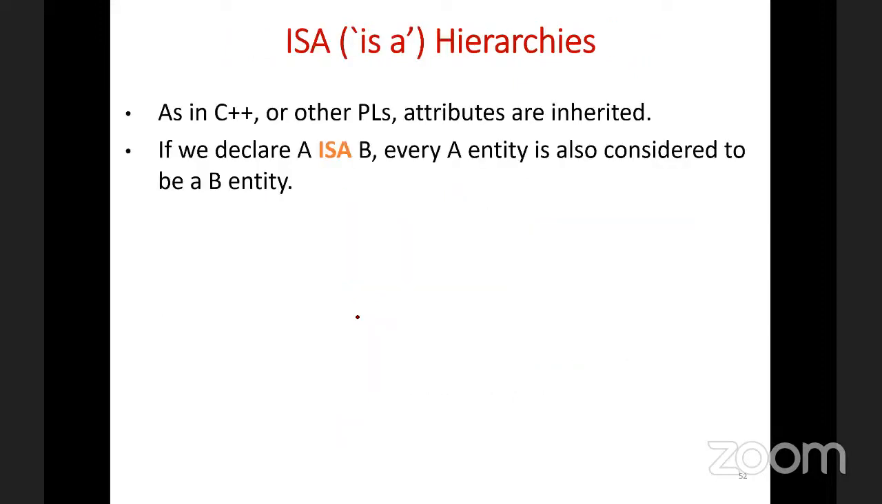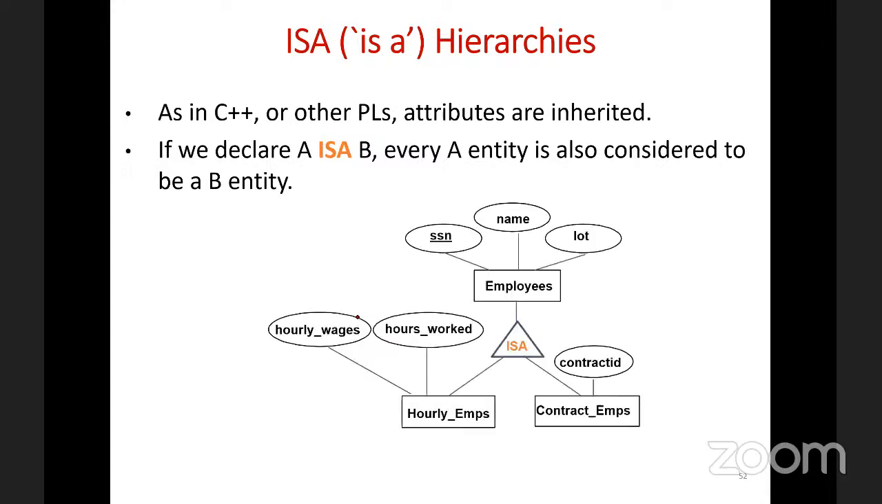Now there is also a relation to represent hierarchies. While we are working on C++ and other programming languages, we know that attributes are inherited, right? So when we say that A is a B, what does it mean? It means that every A entity is also considered to be a B entity, right? So here you can see an employee. In the employees, there may be some who are hourly employees, some maybe contract employees. There may be a variety of employees in this, right? So this is what we call an is-a hierarchy.